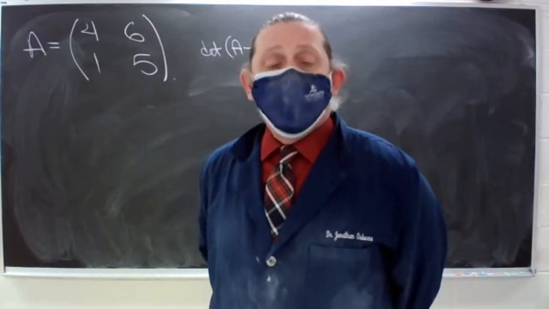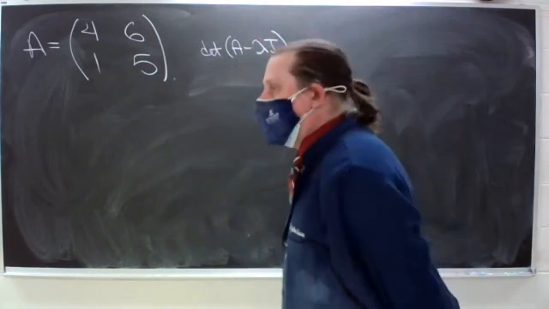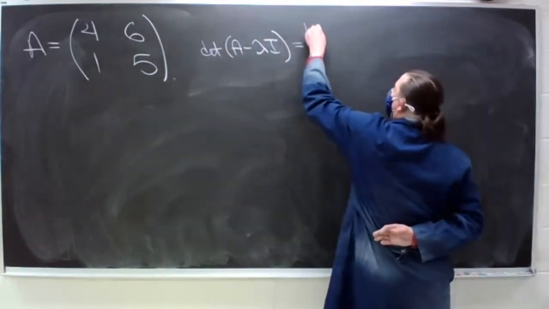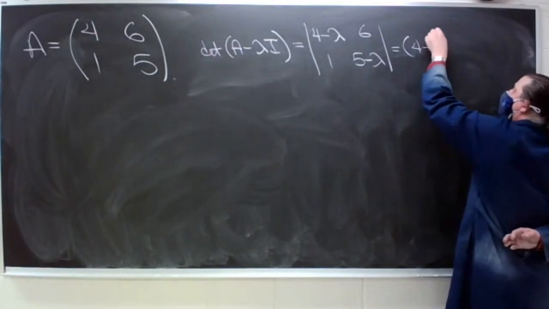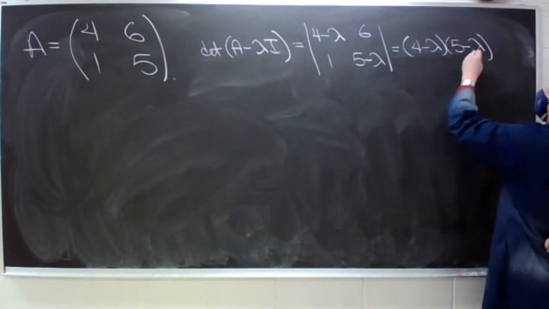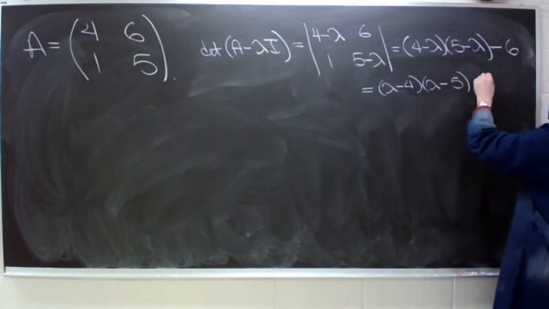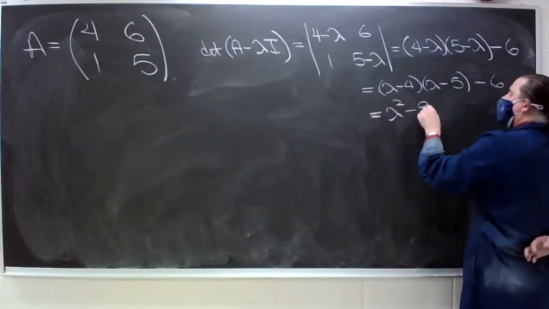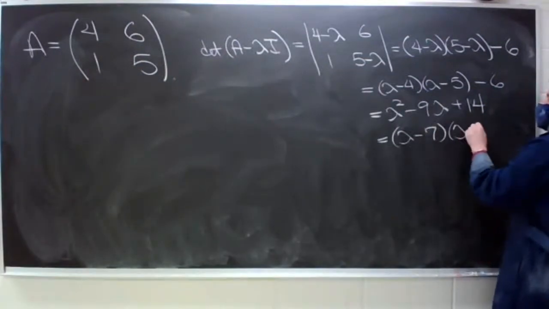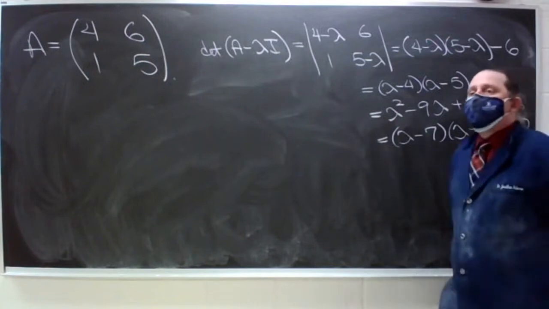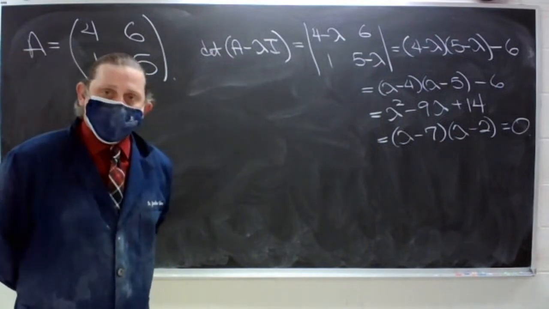A number lambda is an eigenvalue of this matrix if and only if the determinant of A minus lambda times the identity is 0. So I have two eigenvalues. Lambda equals 7 and lambda equals 2.